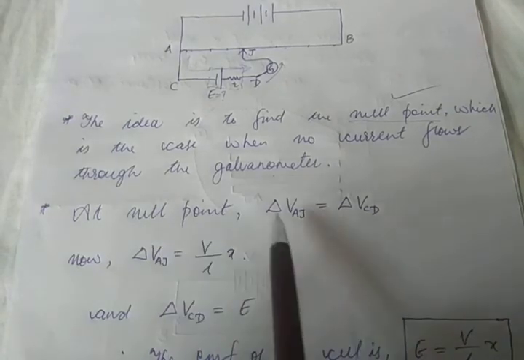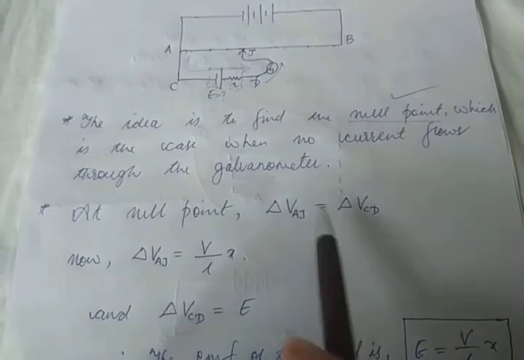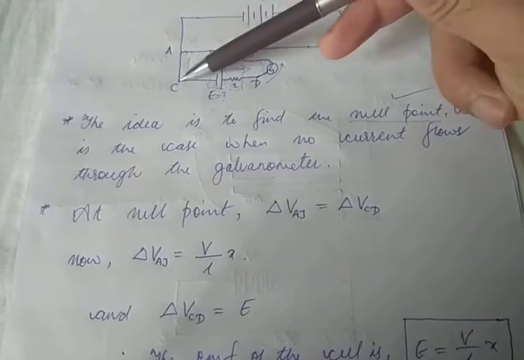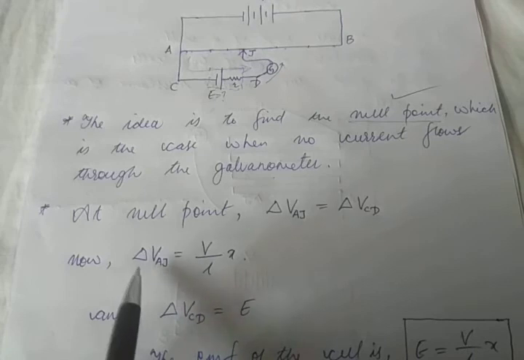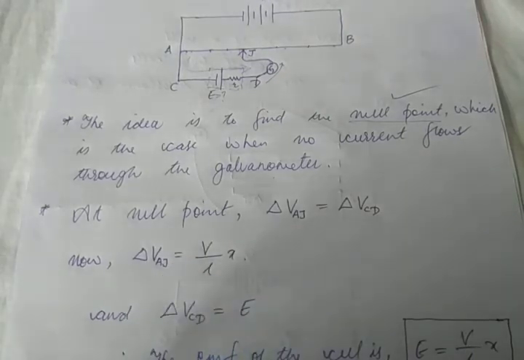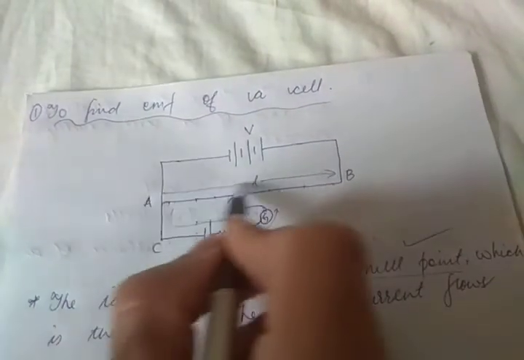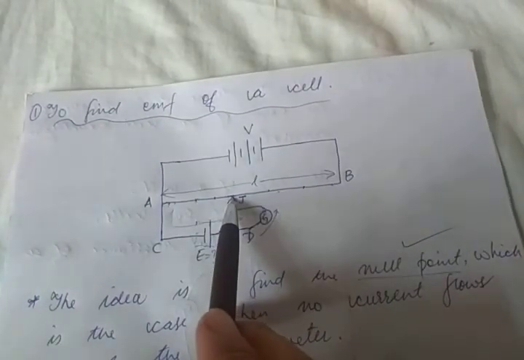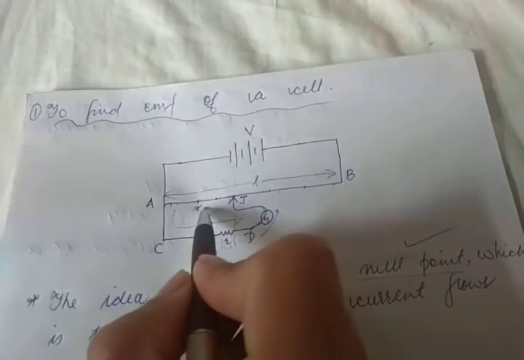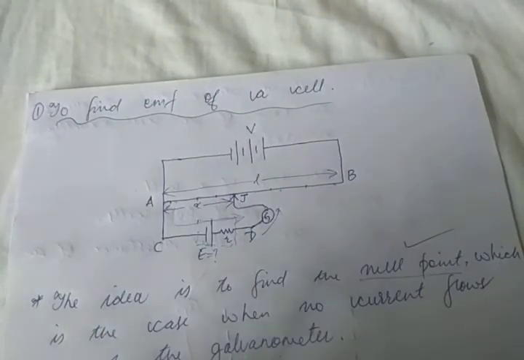At null point, the potential difference is equal. So delta VAJ, the potential difference across AJ, has to be equal to the potential difference across CD. Now what is the potential difference across AJ? The whole length of AB is L. Say for example, the position of the null point is X, the distance of the null point from point A is X.